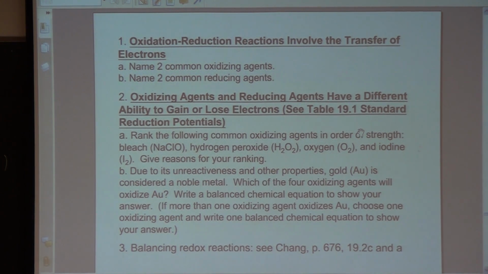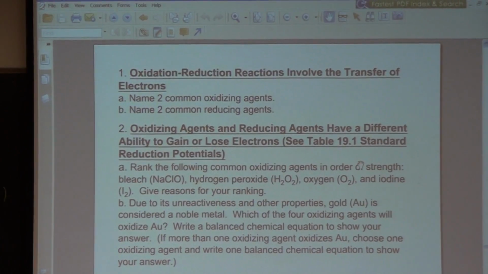Yeah, so there's where you can find this information. So you can rank it by looking at table 19.1. So let's take a look at table 19.1. So tell me, based on table 19.1, which one is the best oxidizing agent, which one is the worst?